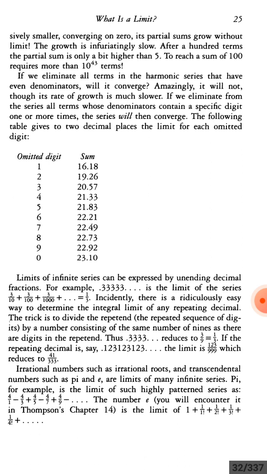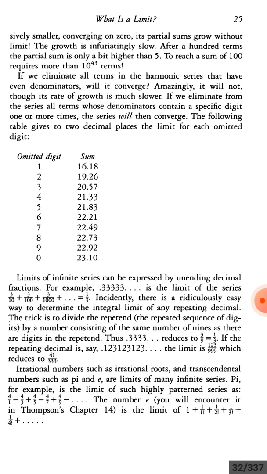Omitted digit 1, the sum is 16.18. Omitted digit 2, the sum is 19.26. Omitted digit 3, the sum is 20.57. Omitted digit 4 is 21.33. Omitted digit 5 is 21.83. Omitted digit 6 is 22.21. Omitted digit 7 is 22.49. Omitted digit 8 is 22.73. Omitted digit 9 is 22.92. Omitted digit 0 is 23.10.